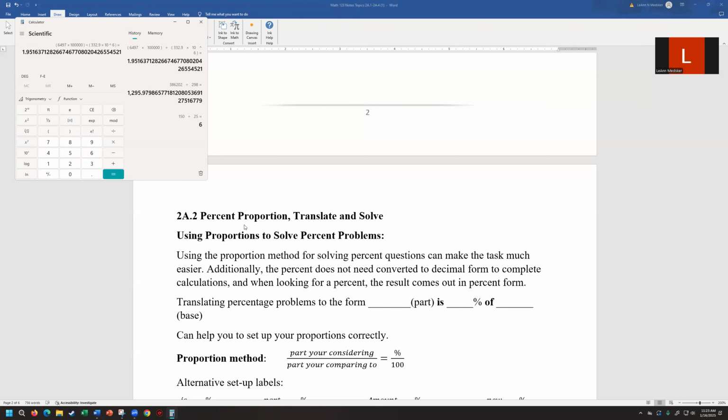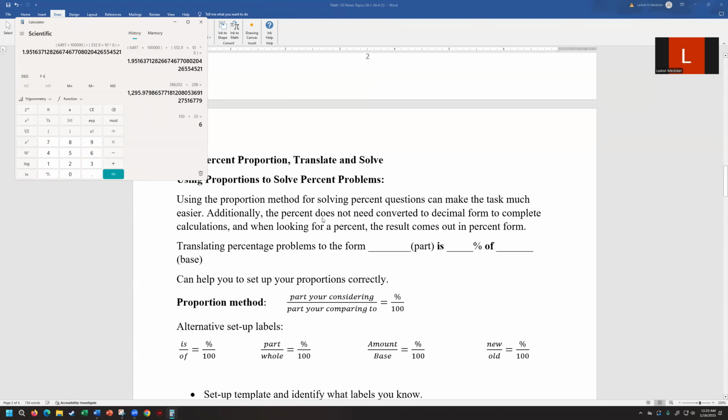So 2A.2 is percent proportion. So using the proportion method for solving percent questions can make the task much easier. And this is actually my preferred method. I always share this with students. Everybody has a favorite. 2A.2 is mine. Additionally, the percent does not need to be converted to decimal form to complete the calculations. That's why I like this one. You put your percent in exactly as a percent because you're going to put it over 100. That's why you can leave the percent as it is. And then you're just solving by cross multiplying.